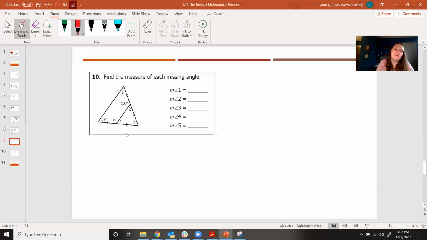Remembering that a midsegment is parallel to a side tells me that this midsegment, and I know it's a midsegment because it's connecting my midpoints here, is going to be parallel to this side.